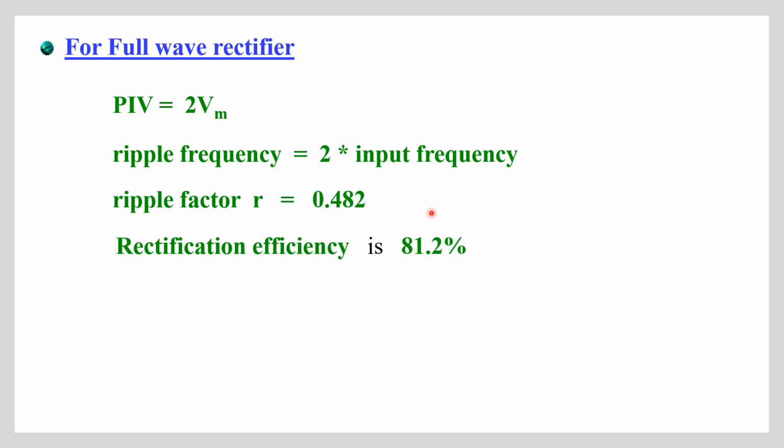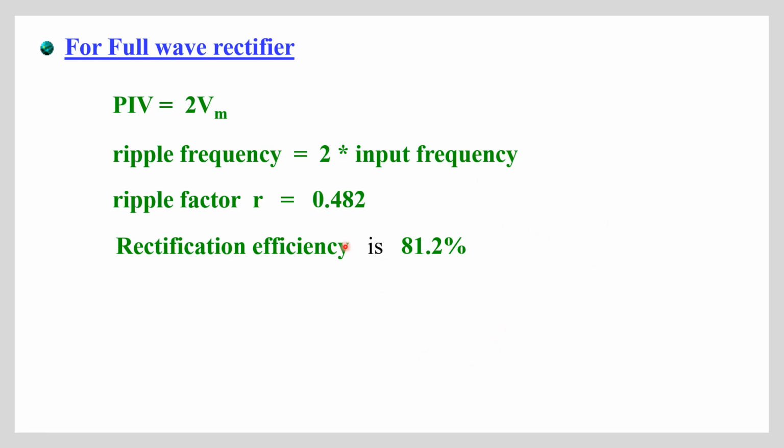Efficiency. We have seen efficiency is defined as the ratio of the DC output power to that of the AC input power, and the efficiency is coming out to be 81.2% for the full wave rectifier. So these are all the parameters we have seen for the full wave rectifier.